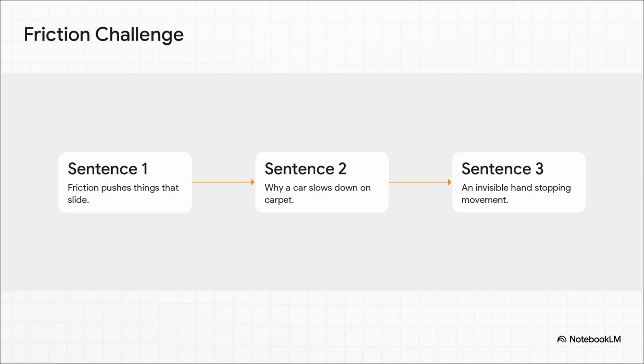To see this in action, let's look at Captain Sparks' 3-sentence challenge. He basically picks up a toy car and explains the physics concept of friction directly to a teddy bear. Sentence 1. Friction is a force that pushes things when they try to slide. Sentence 2 connects it right back to reality. It's why your toy car slows down on carpet but goes really fast on the smooth floor. And then sentence 3 uses a great analogy. It's like an invisible hand that tries to stop things from moving easily. Boom. 3 simple sentences, perfectly clear and deeply understood.